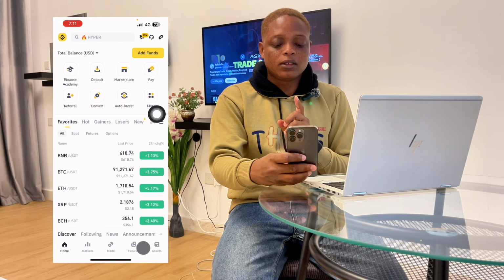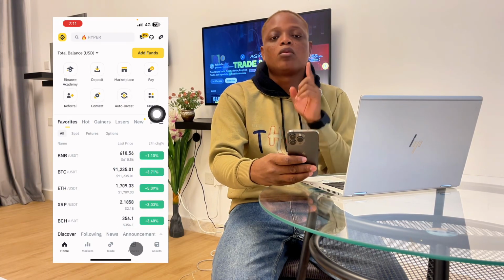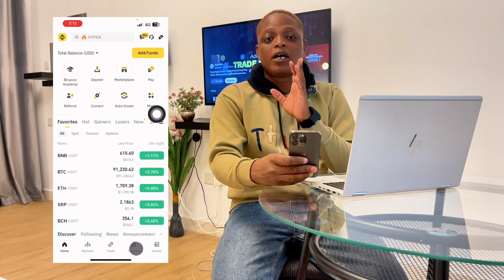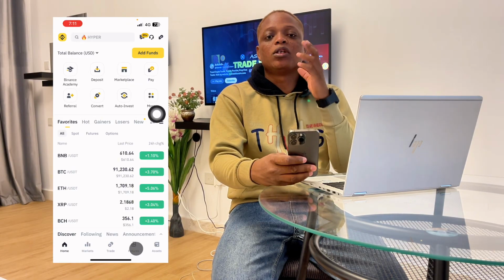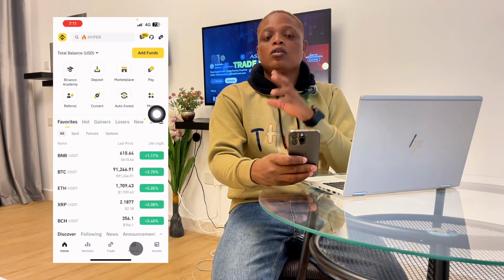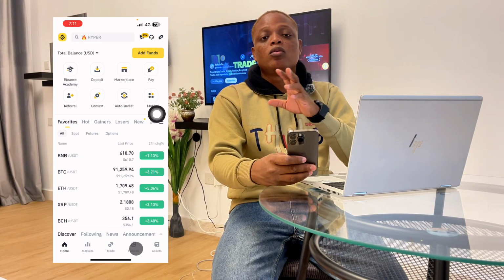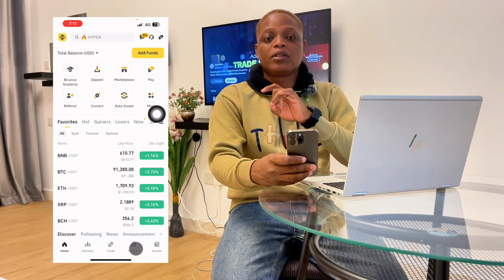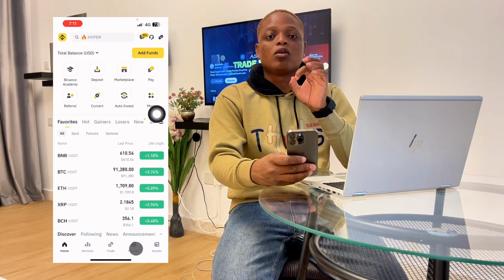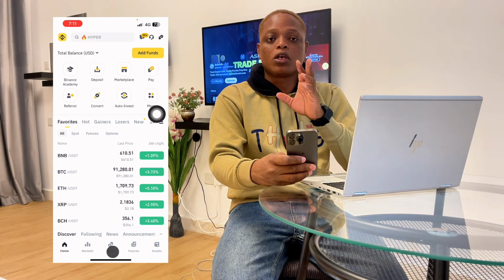Market, trade, features, and asset. We are going to be using the features. Maybe right now you are in Nigeria and you are not able to use the Binance P2P option. You can send me money and I'll deposit for you, or you just use Bybit. Bybit also uses the same function, or you can even go with MEXC or OKX.